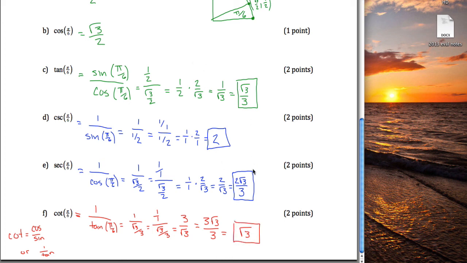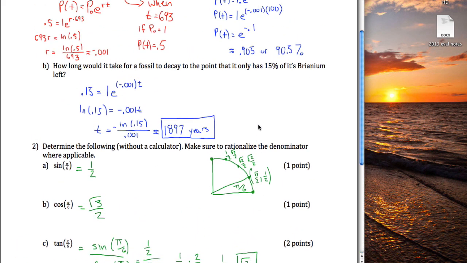So what I have are my 6 trig functions evaluated at pi over 6. And I suppose that is the end of the quiz.